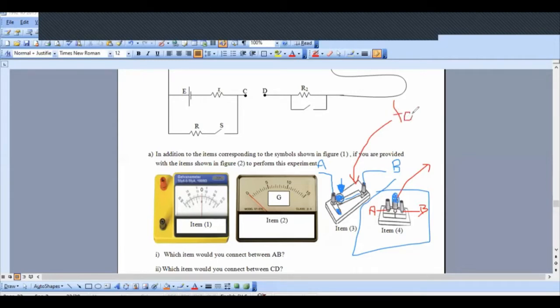What is it called here? Somebody please talk to me. Tap switch. It's called a tap switch.